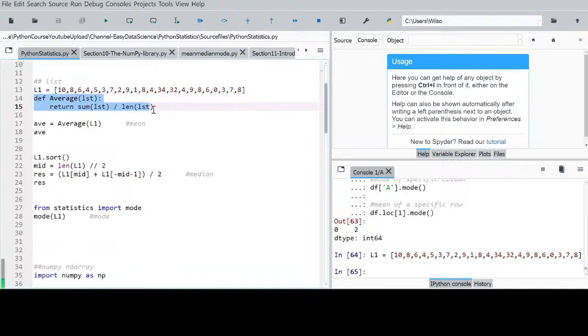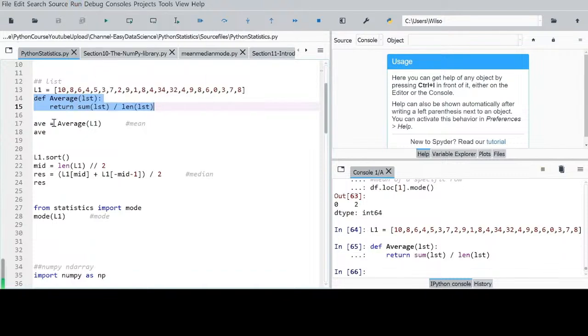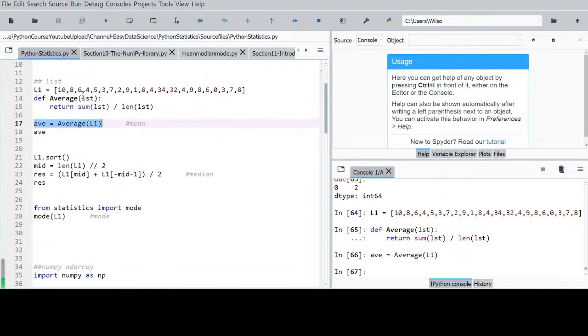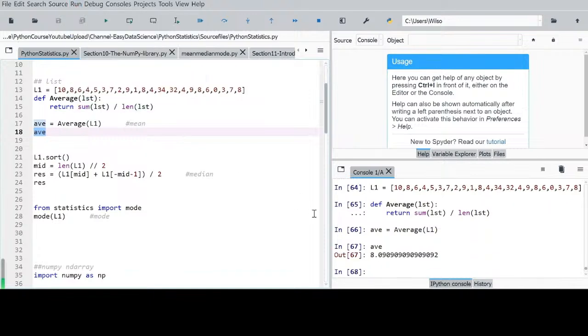Then, for calculating the mean of a list, we have to define a function here. In the function, it's just the sum of this list divided by the length of this list. Then we can call this function on this list. So the mean has been calculated.